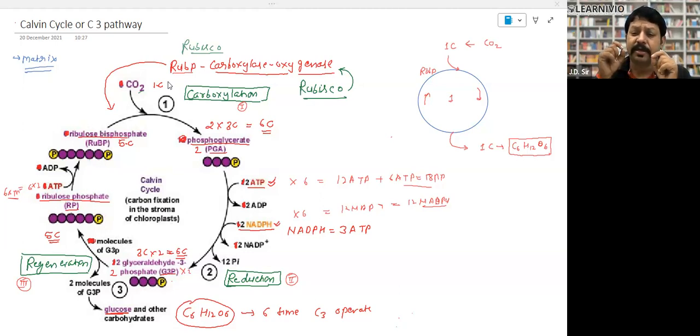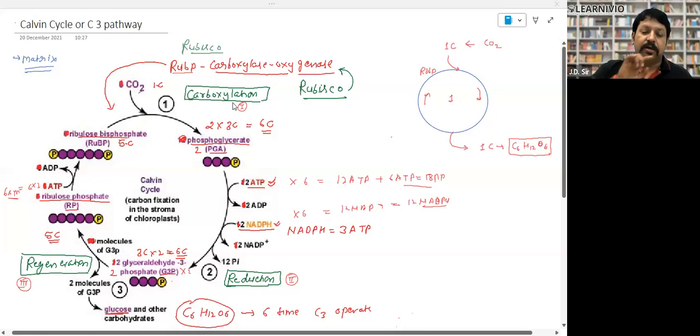Dark reaction means fixation of carbon dioxide. What does it mean by fixation of carbon dioxide? When the textbook says fixation of carbon dioxide, it means they are taking the gaseous form of carbon dioxide, and from there taking the carbon atom and converting it into some solid product. So every time in this cycle, one carbon atom is taken and converted into some solid product, that is basically glucose.